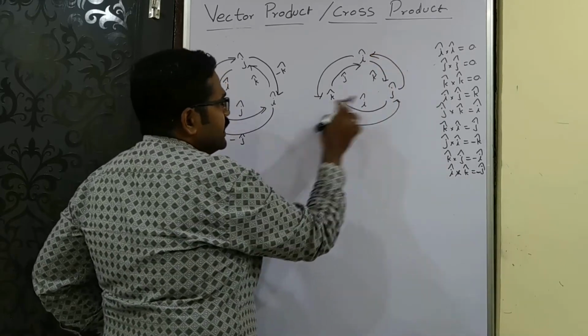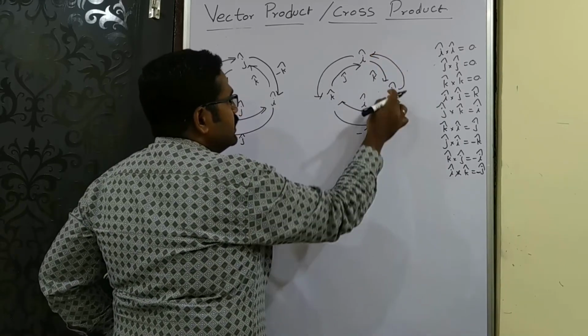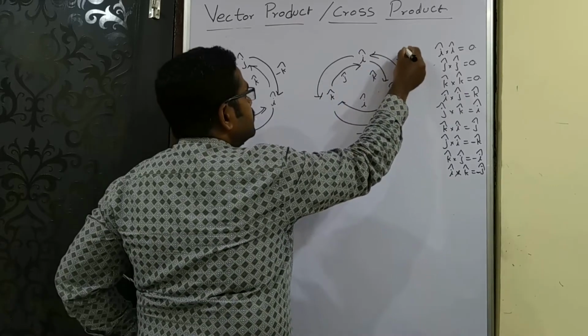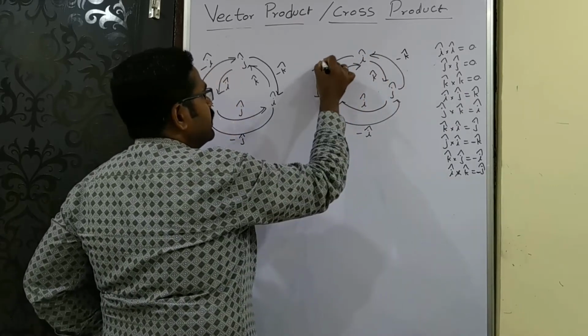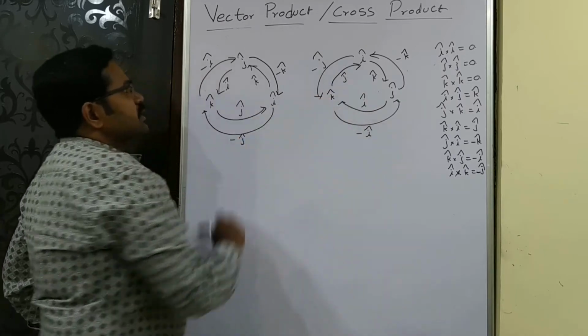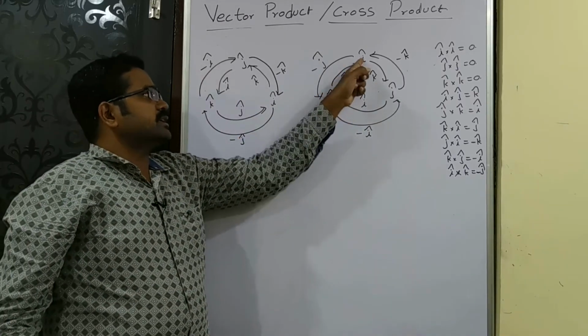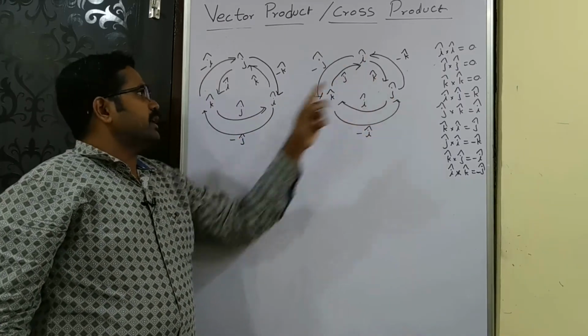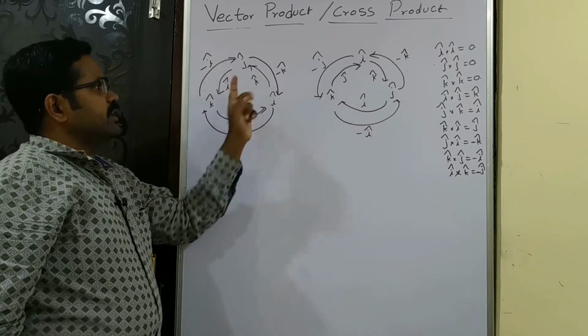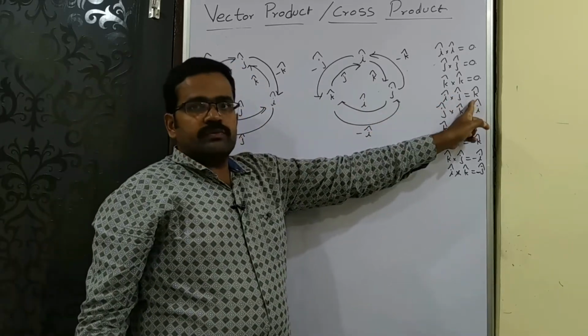So how much is k cap into j cap? Negative of i cap. j cap into i cap, negative of k cap. i cap into k cap, negative of j cap. This and this do match when you look at this direction. i cap into j cap, positive of k cap.